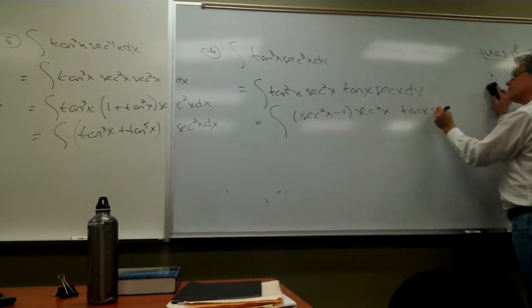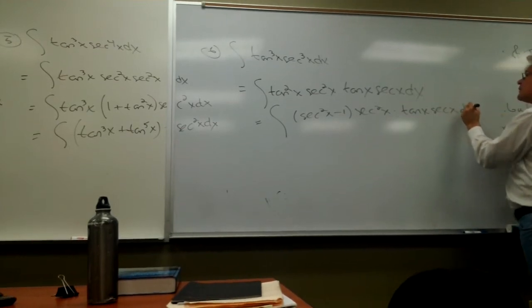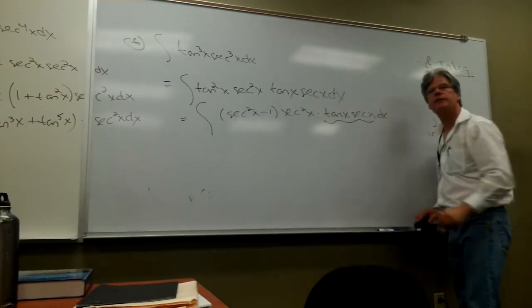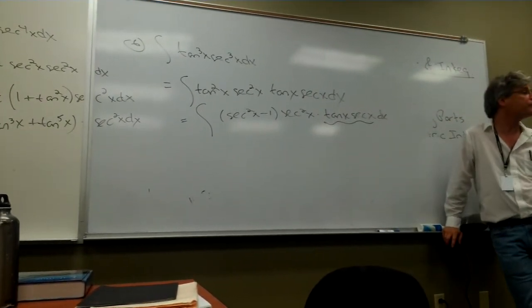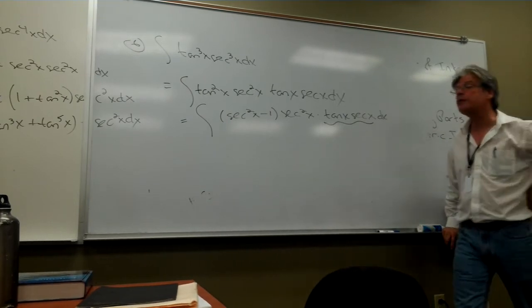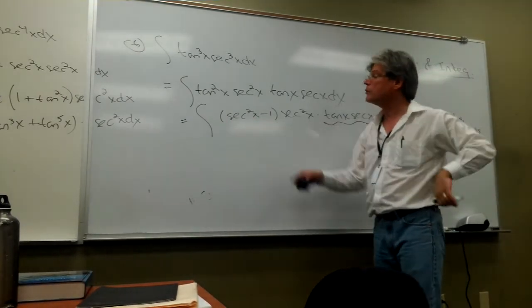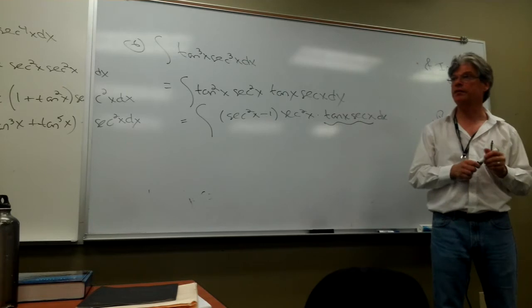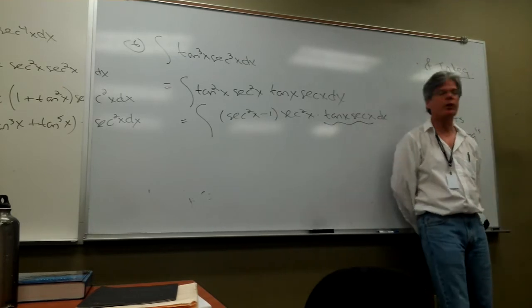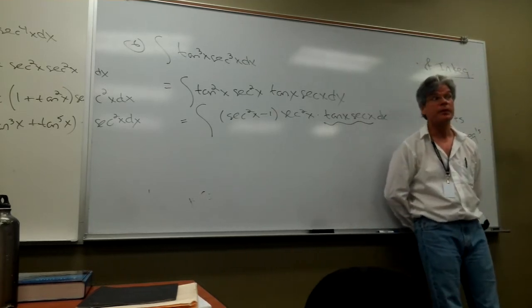Do you guys see what I'm doing? The tangent of x times the secant of x is merely the derivative of secant of x. I've rewritten everything solely in terms of secant of x. Now it's another quick and easy u sub. I'm integrating u to the fourth minus u squared. No exaggeration, piece of cake.